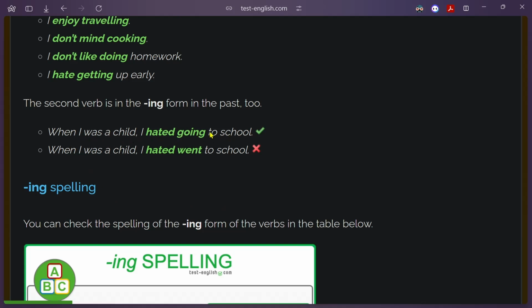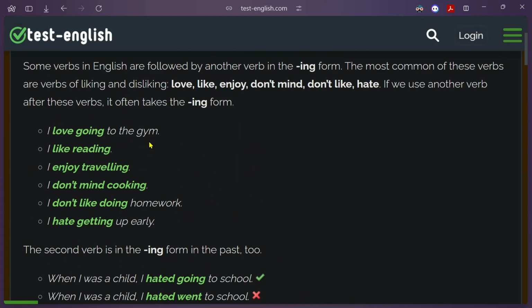Also in the past, you see, when I was a child, I hated going to school. You don't say I hated went to school. Okay? I hated going to school. So try to remember this. If you have a verb of liking and disliking, followed by another verb, it is normally an ing form, yes.